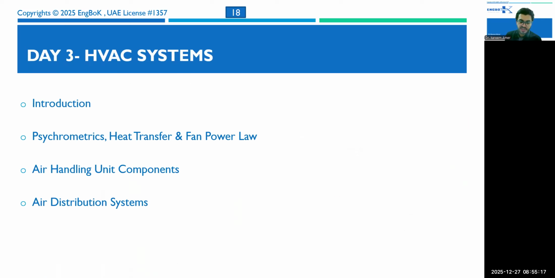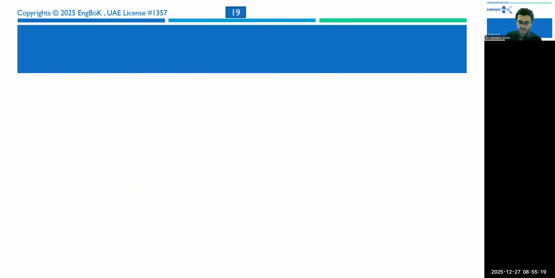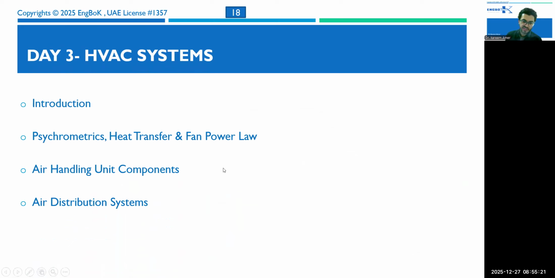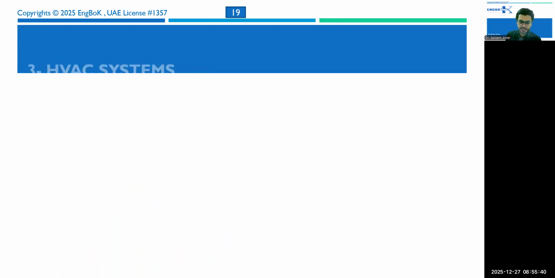Third day is about HVAC systems: introduction, basic psychrometrics, heat transfer, air and water, and fan laws, power, pressure, and flow rates. AHU components like casing, filter, energy recovery, UV radiation, fans, and so on. And air distribution systems like duct, air diffusers, supply, and grilles for return.